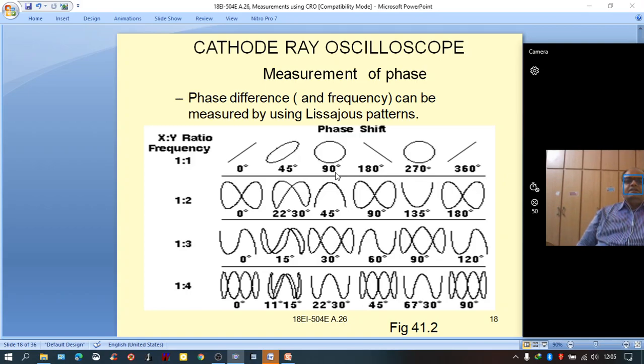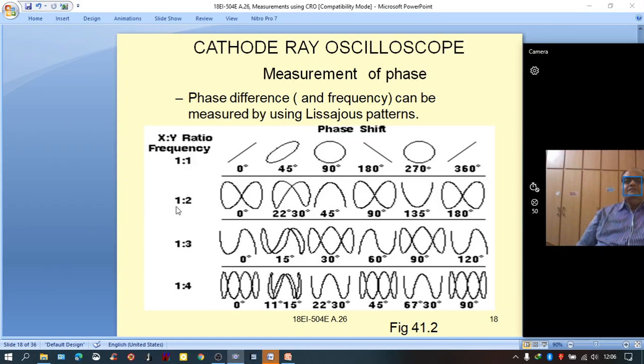And for 180 degrees phase shift, just opposite of this. Here, this is in first and third quadrants, and this line would be in second and fourth quadrants. Similarly, for 270 degrees, we will get the same shape. And for 360 degrees, it is nothing but 0 degrees. When two signals are having a phase difference of 360 degrees, it means that the phase difference between them is 0. So for 360 degrees also, same as 0 degrees.